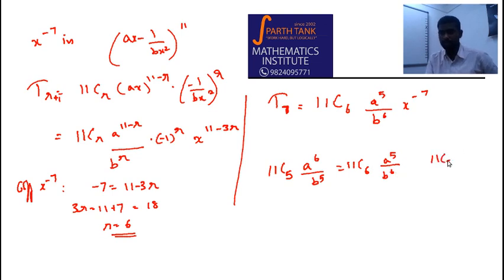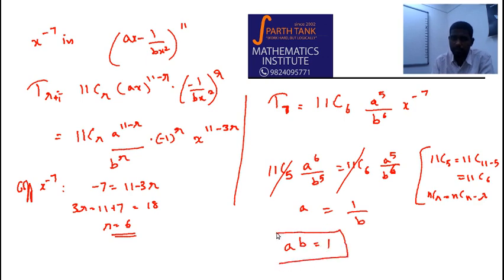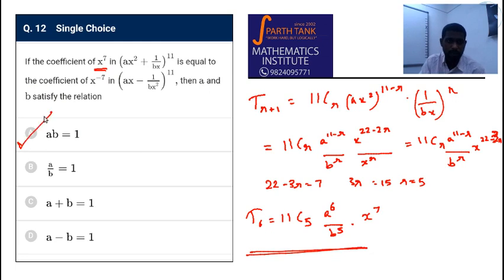Now 11c5 is equal to 11c6, since 11 minus 5 is 6. That is the nCr equals nC(n minus r) rule. Therefore, both sides, the 11c5 and 11c6, can be cancelled. And then here, if you see a to the power 6, a to the power 5, I get a here. Here I get 1 by b, b power 5 and b power 6. Or ab is equal to 1. So the condition between a and b is ab is equal to 1, option A. This is question number 12.